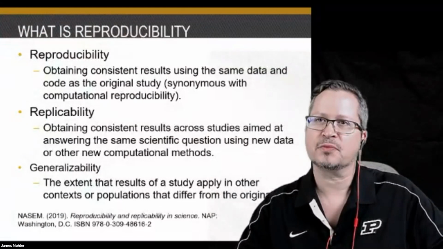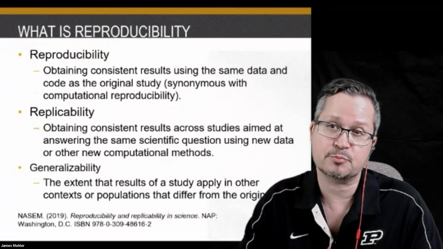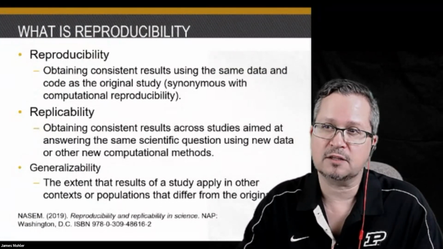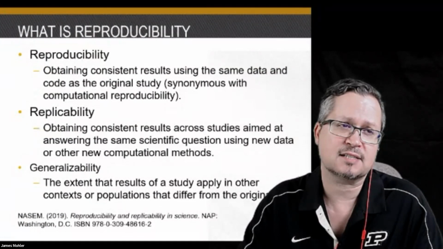I pulled from a report called Reproducibility and Replicability in Science. This is actually from the National Academies Press. If you're not familiar with it, it's relatively recent. It was basically a working group that was put together to deal with this issue of reproducibility, replicability, and give some suggestions to us as researchers as to how we can make sure that we communicate properly, and we can start to address this.